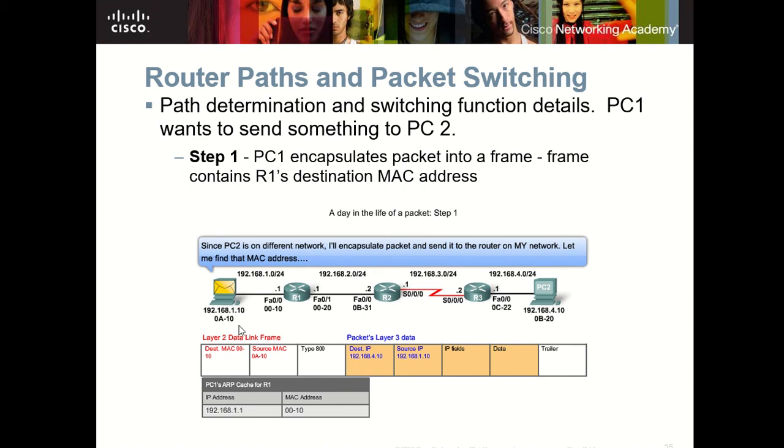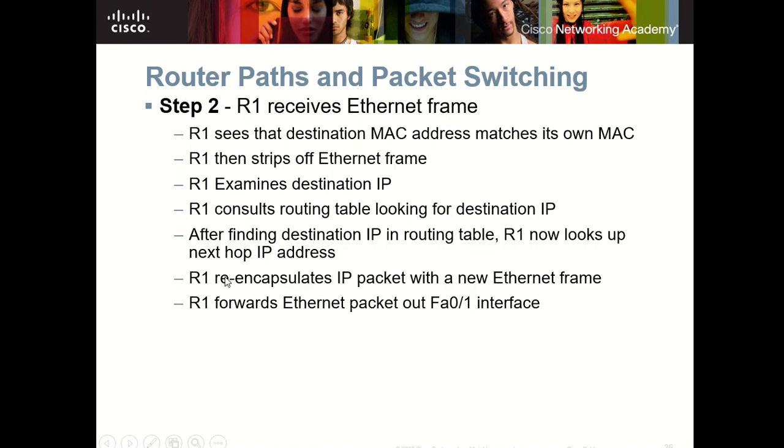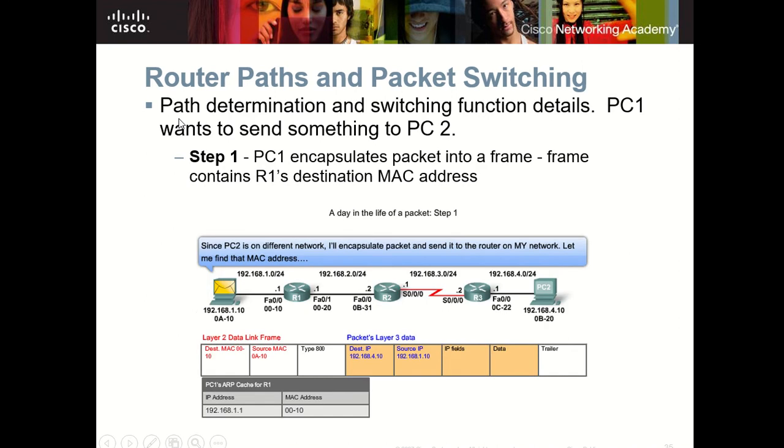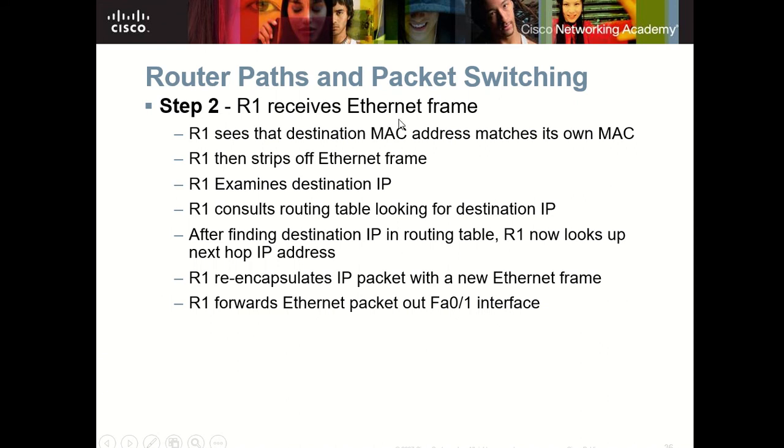Okay, step 2. In step 2, if you look at the exhibit, R1 will receive it. So what R1 does when the frame reaches it: R1 sees that the destination MAC address matches its own MAC, meaning the message is really for it, because PC specified the MAC address to be R1's interface. So R1 then strips off the Ethernet frame.